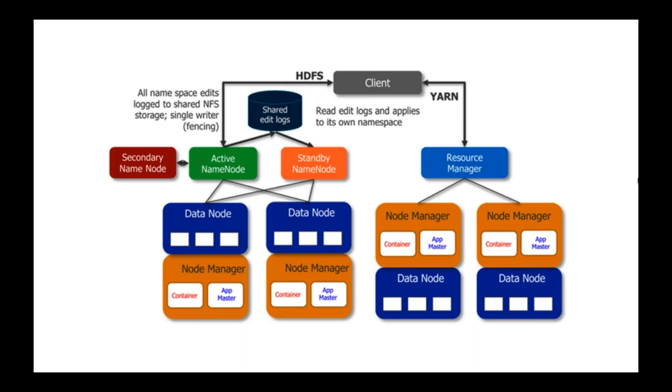You don't have to wait until the active name node is up and running. Whereas the secondary name node here is still a checkpoint. Remember, the secondary name node term is deprecated. That is replaced by checkpoint name node. Don't use the secondary name node, use the checkpoint name node.